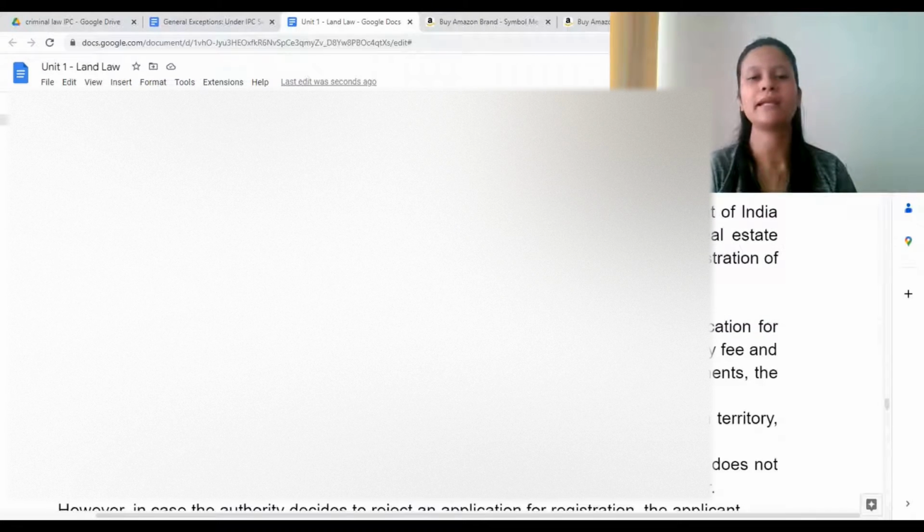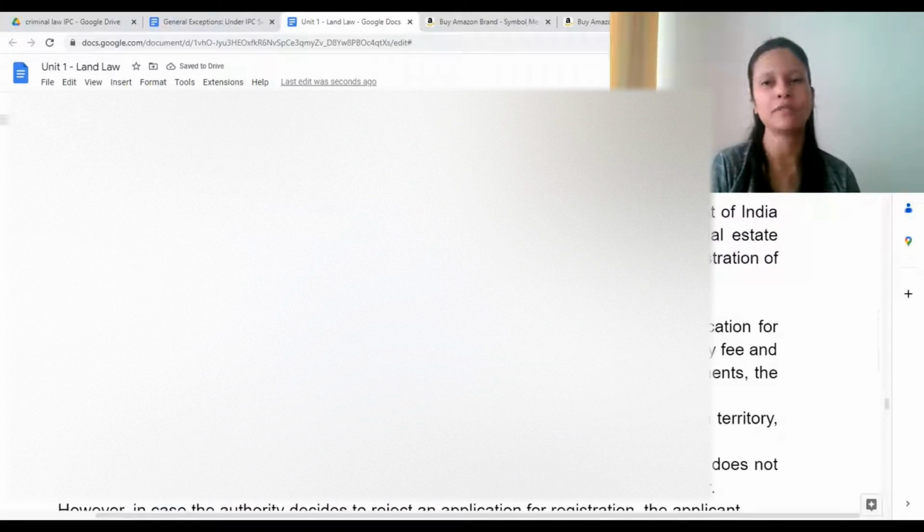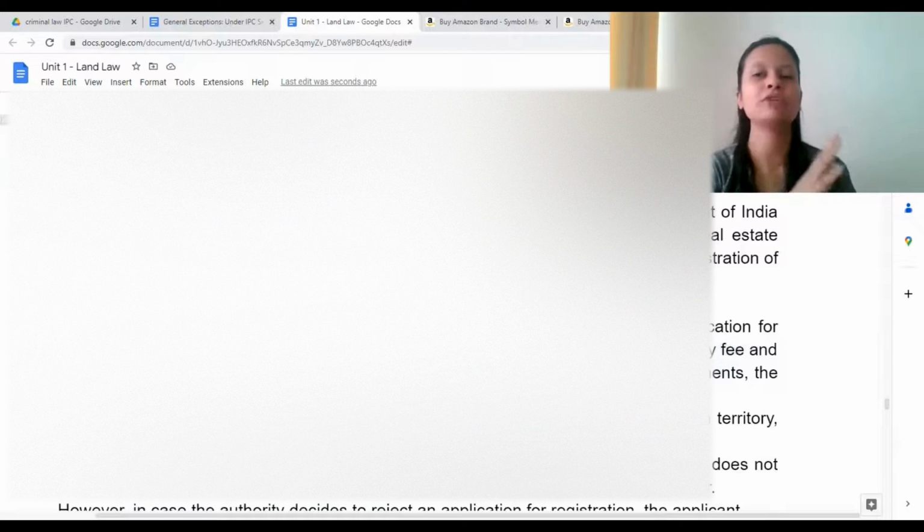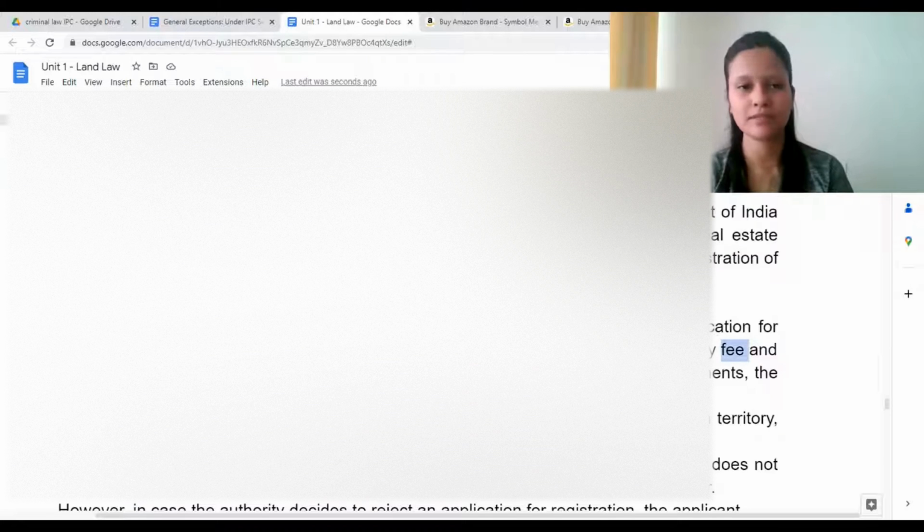It provides for mandatory registration of real estate agents. It's not optional, that if I want, I will register, and if I don't want, I will not register. That is a mandatory provision that real estate agents need to get themselves registered. Application for registration must be made in the prescribed form accompanied by fee and necessary documents. So they need to follow the procedure which has been set. In the prescribed form, they need to apply for it. They need to pay the required fee plus submit documents.